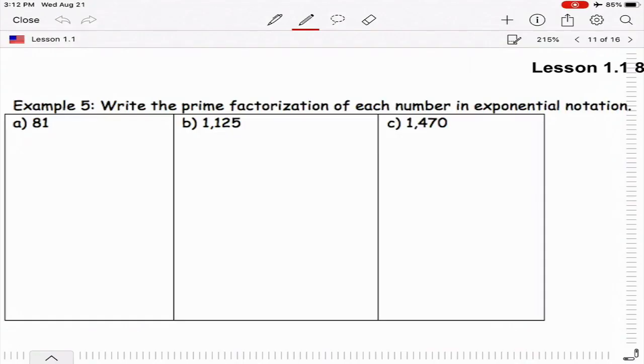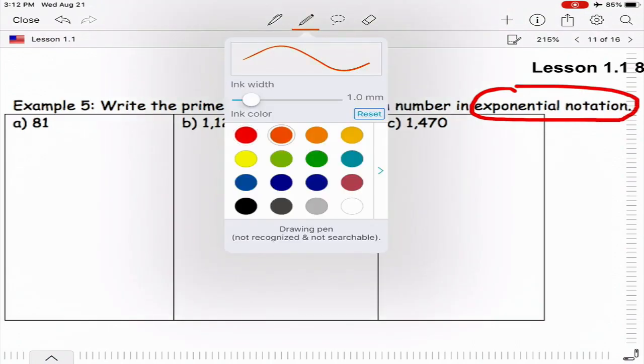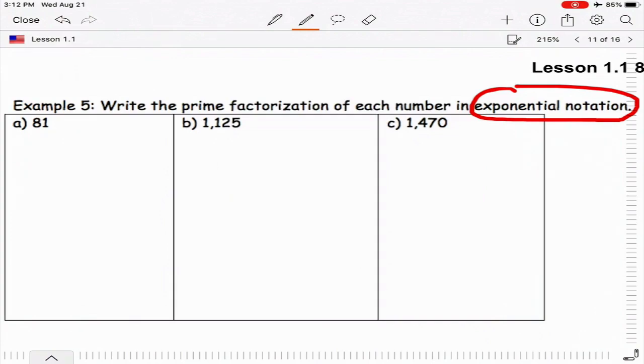All right, example 5. Write the prime factorization of each number in exponential notation. Once again, exponential notation means write it with exponents. We did this in the prior knowledge unit, but we did it without a calculator. Now you're allowed to use a calculator, but it's still good to know your divisibility rules. Once again, we went over 2, 3, and 5. I most likely went over some more rules with other students. If you know any more, try to apply them. But the basic three should be 2, 3, and 5.